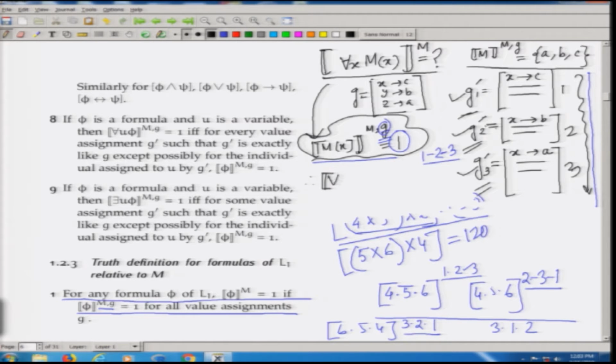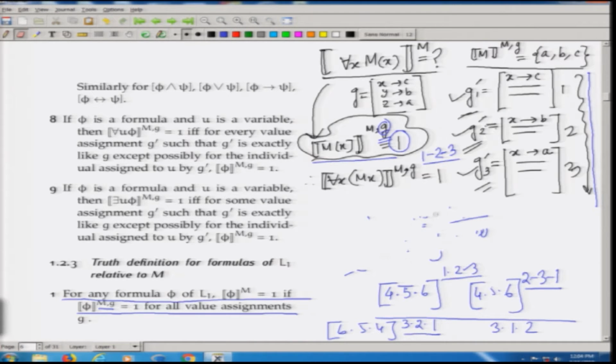Therefore we say that all x mx is 1 with respect to m and g. M is the model and g is the value assignment function. Now the next step is, by following the rule here, what guides us is rule 8. So we can write rule B8.